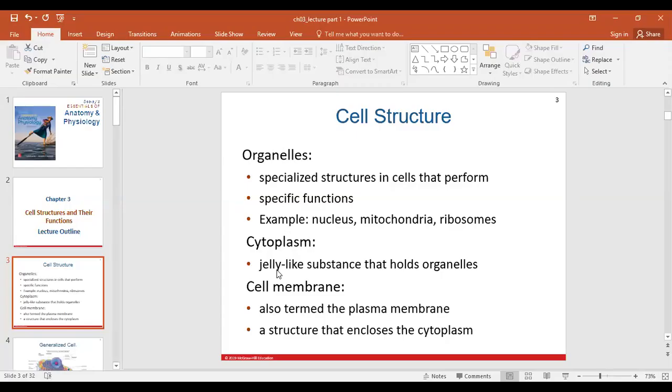That is all of part one of this video, and there'll be a second part to go through the different structures inside of the cell, the different organelles inside of the cell.